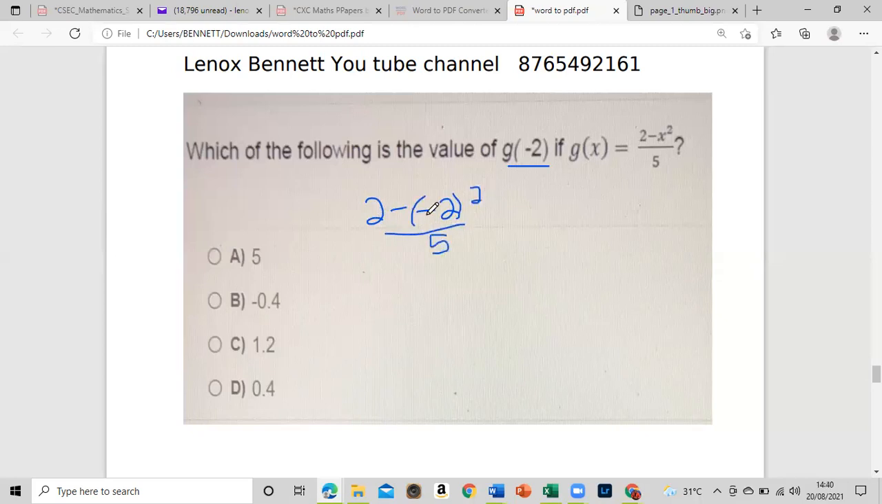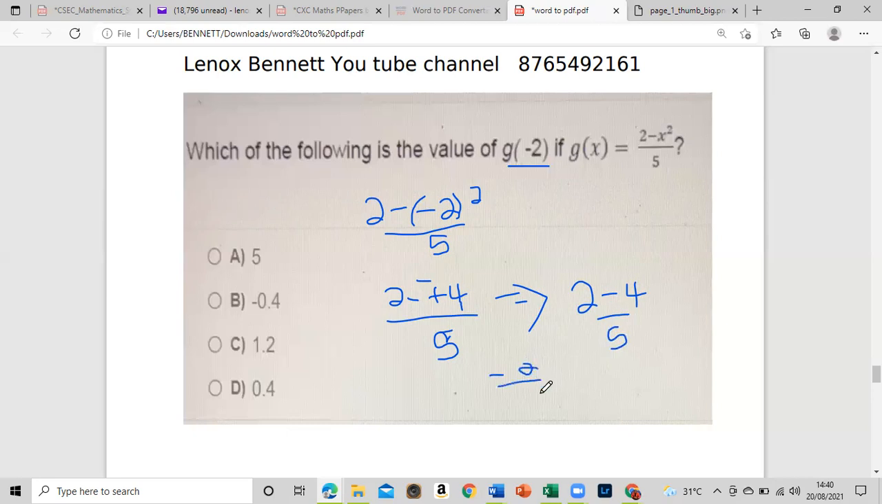Remember, according to BODMAS, we square first. So negative 2 squared gives positive 4, so 2 minus positive 4, upon 5. This is the same thing as 2 minus 4, a positive and a negative, so we're going to subtract. Now the bigger one gives us a negative, so it's 2 minus 4, upon 5, and I think that's the answer. This gives us negative 2 upon 5, and we're going to convert it to the same thing as negative 0.4. So that would be our answer, right?